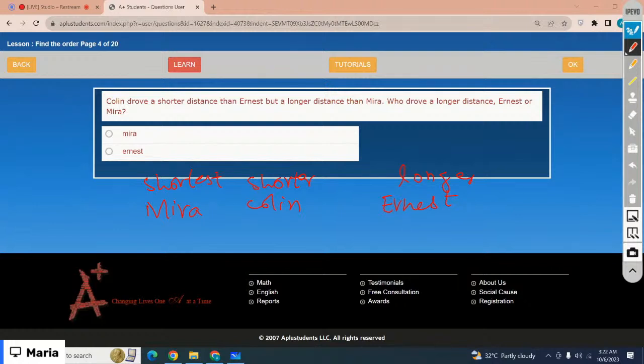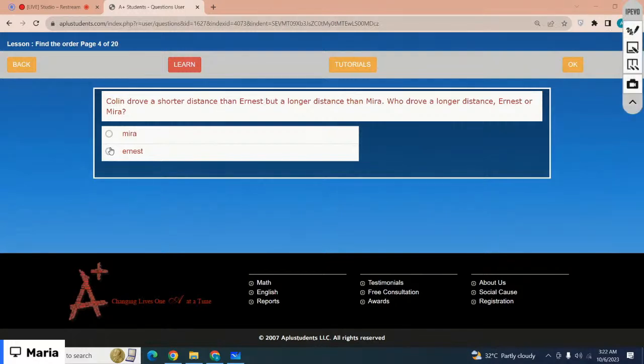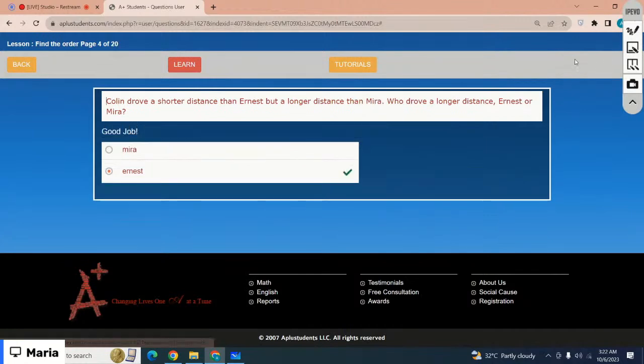Which is the correct option? Ernest is the one who drove the longest one, right? The correct option is Ernest. Very good. Now for the next question, you have to think on your own. Just write the answer in the chat box, right? Okay.